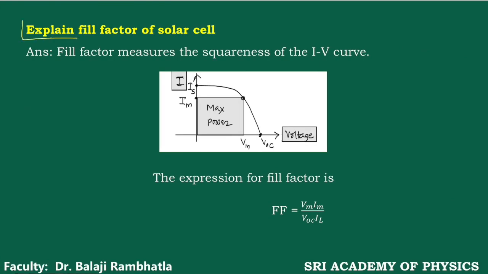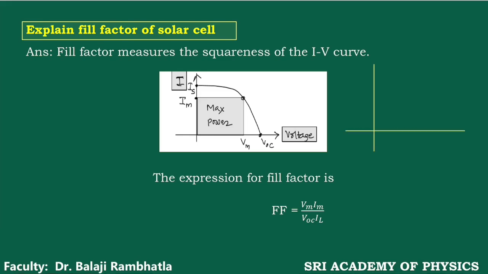Explain fill factor. Next question. When we draw a curve for a solar cell, with voltage on the x-axis and current on the y-axis, the curve appears like this. This point is called the open circuit voltage, and this point is called the saturation current, or short circuit current. In this curve you can draw different rectangles. This is one rectangle, with area I into V.